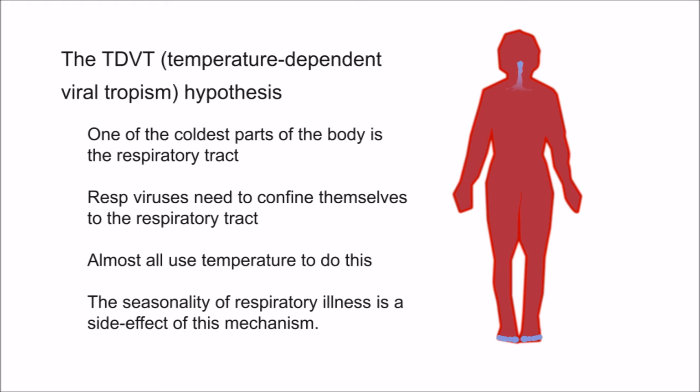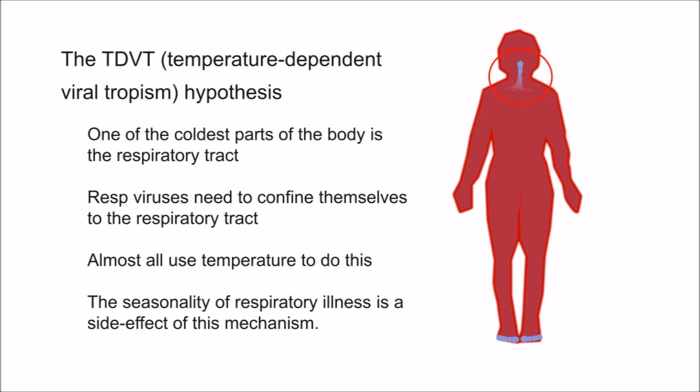So I've called this hypothesis that most respiratory viruses use temperature to confine themselves to the nose and throat the TDVT hypothesis, and that stands for the temperature-dependent viral tropism hypothesis. As I said, we need to think about the fact that the respiratory tract is one of the coldest parts of the body, and in fact, if we're chilled, for example, if someone puts a wet towel on our back, the temperature in the nose and throat drops further very rapidly. This was actually shown by an American doctor whose name was Mudd, spelt M-U-D-D, in 1919. And there's actually a gradient of temperature from the nose down into the lungs.